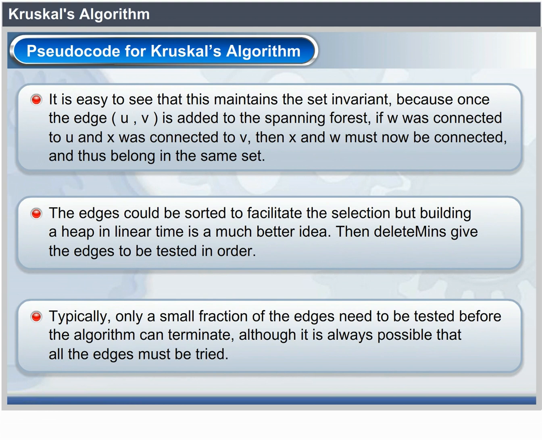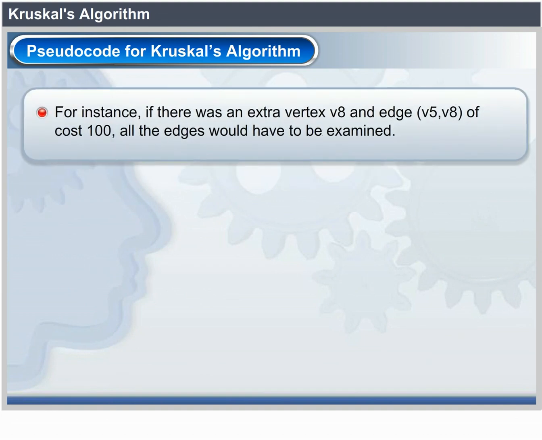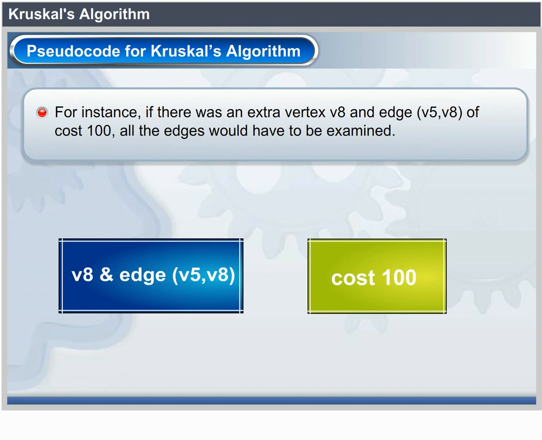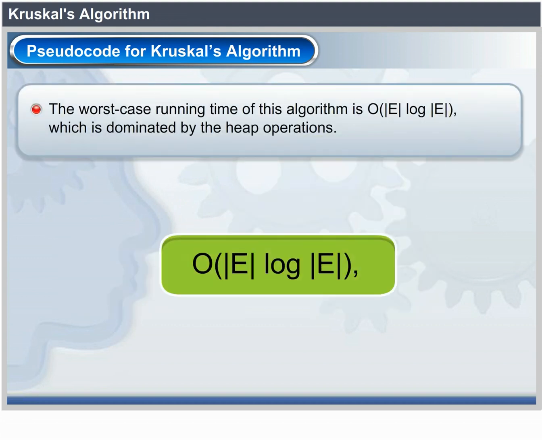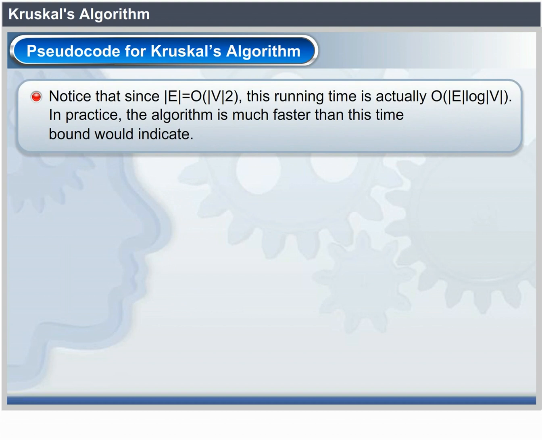For instance, if there was an extra vertex v8 and edge v5, v8 of cost 100, all the edges would have to be examined. The worst case running time of this algorithm is big O of |E| log |E|, which is dominated by the heap operations. Notice that since |E| is big O of |V| squared, this running time is actually big O of |E| log |V|. In practice, the algorithm is much faster than this time bound would indicate.